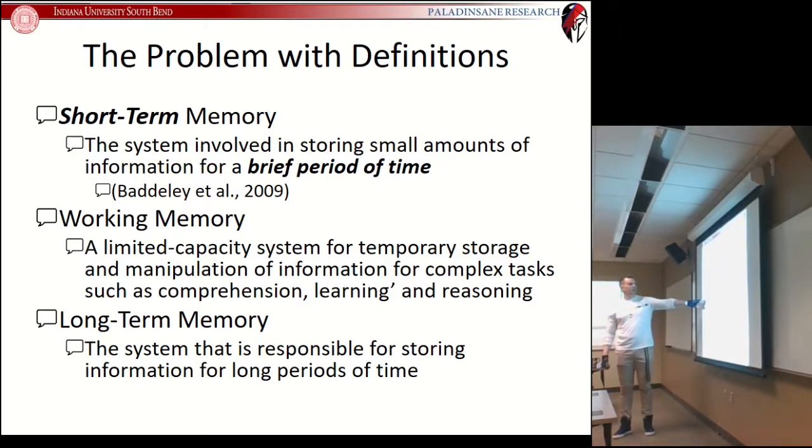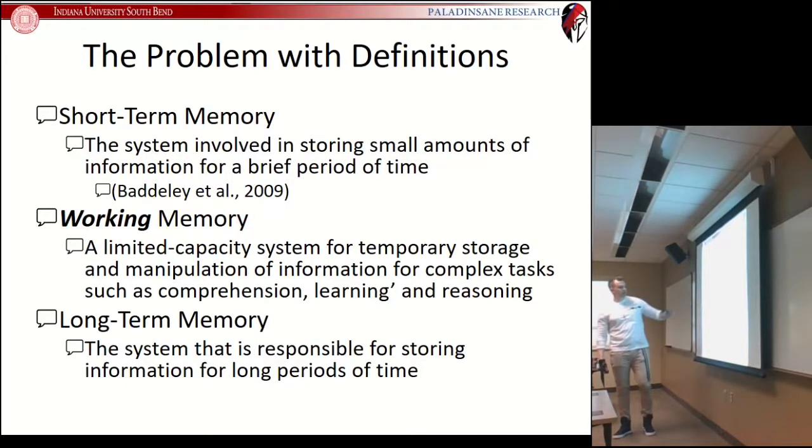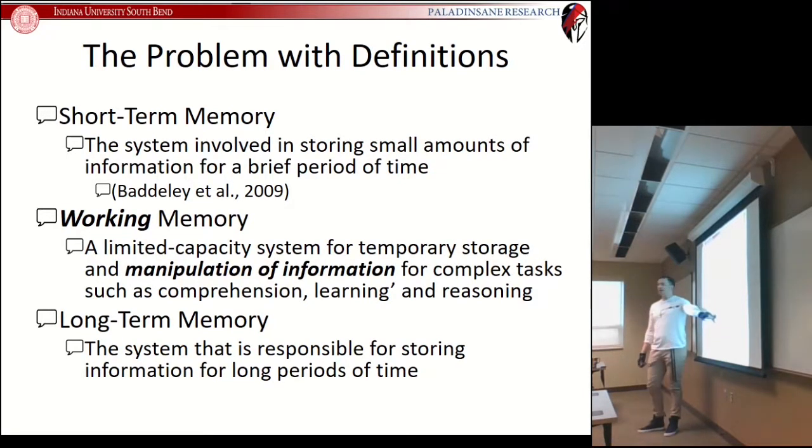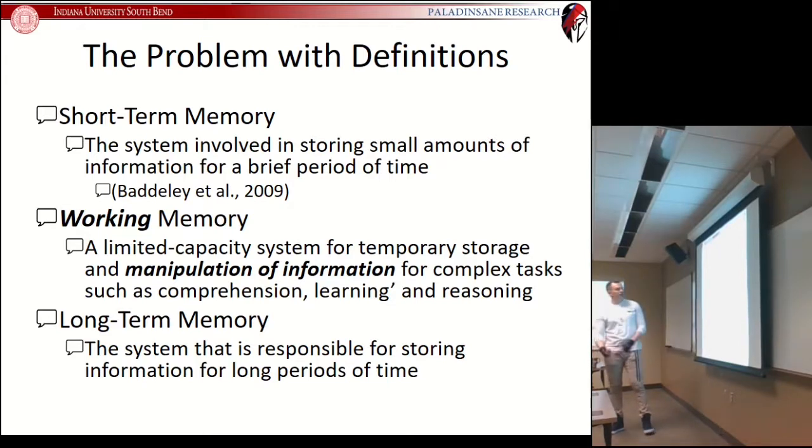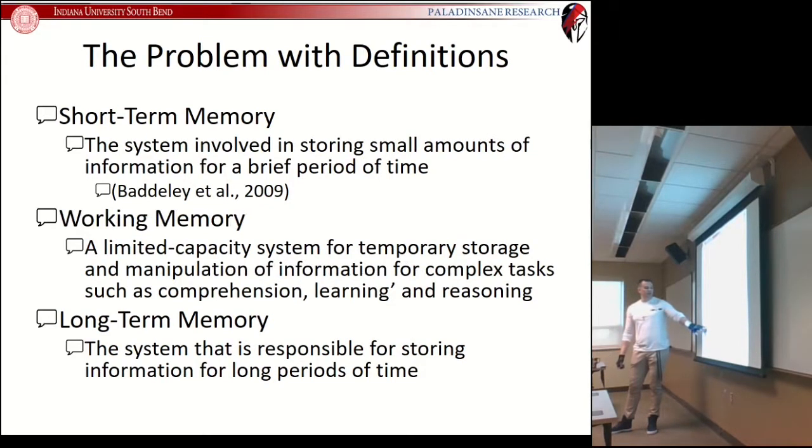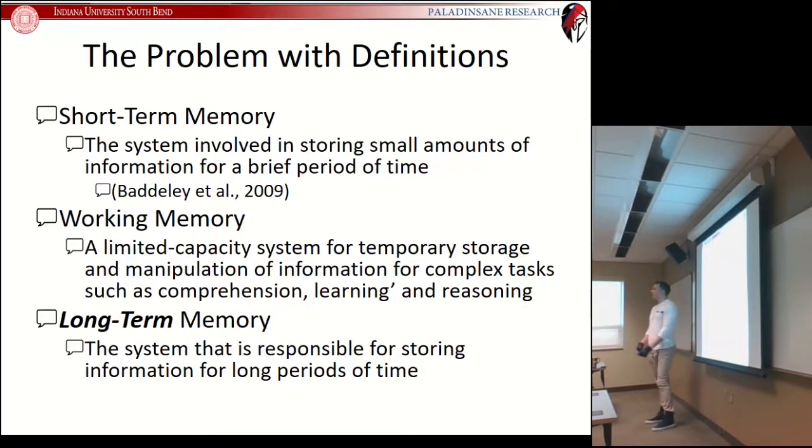Take a look at working memory down here. Working memory is a limited capacity system for temporary storage and manipulation of information. So working memory is the system that we use to work with memory, right? Once again, it's this kind of circular definition. It's this sort of thing where it's not necessarily true just because the definition sounds convincing. And then finally, we've got long-term memory down here. And long-term memory, you can kind of see the pattern here. Long-term memory is a process that stores information for the long term, right?